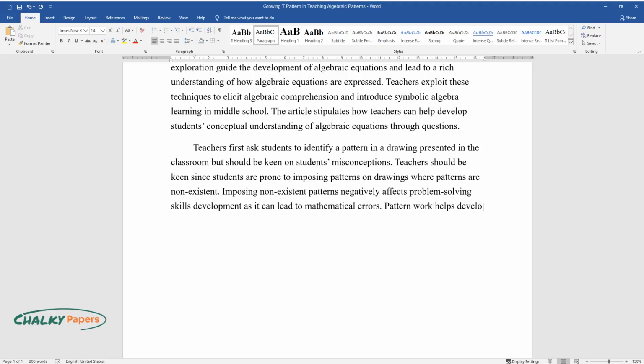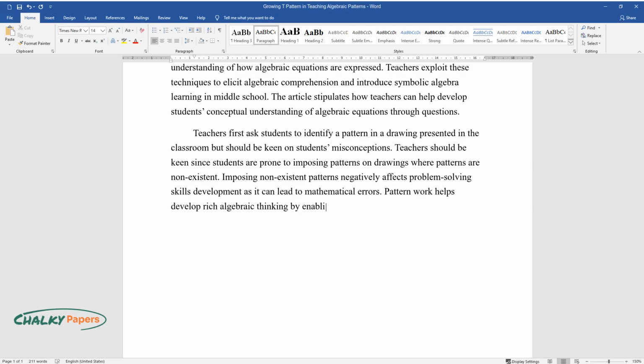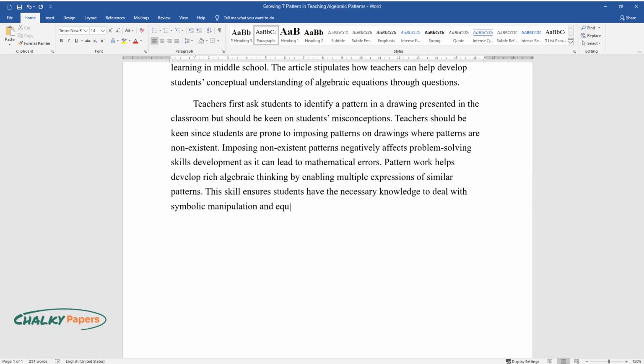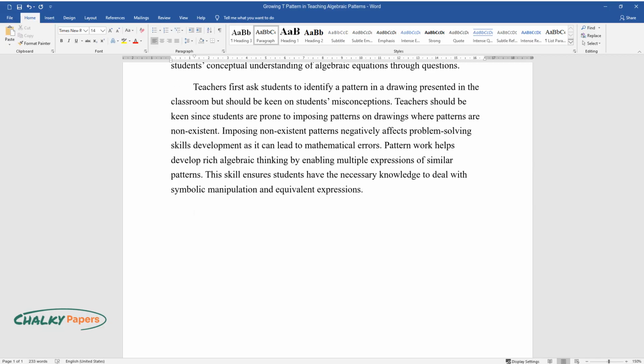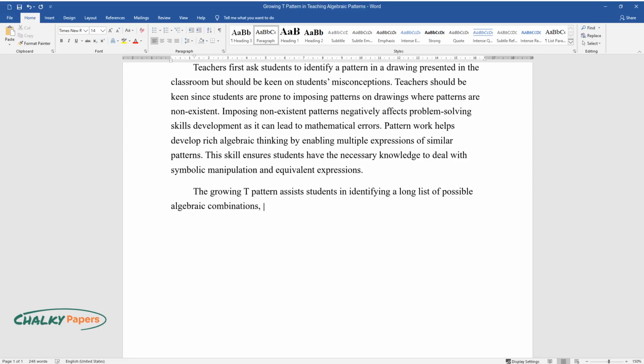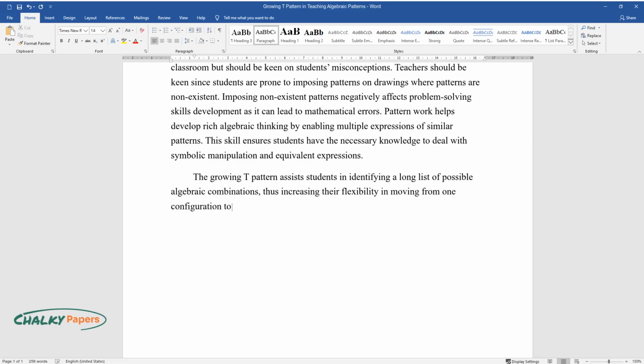Pattern work helps develop rich algebraic thinking by enabling multiple expressions of similar patterns. This skill ensures students have the necessary knowledge to deal with symbolic manipulation and equivalent expressions. The growing T pattern assists students in identifying a long list of possible algebraic combinations, thus increasing their flexibility in moving from one configuration to the next.